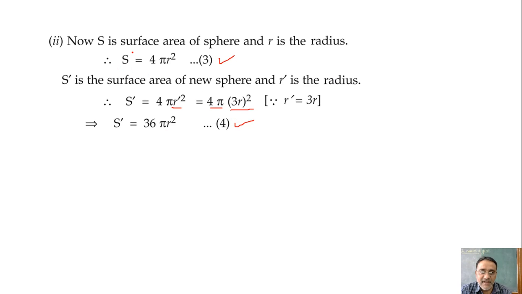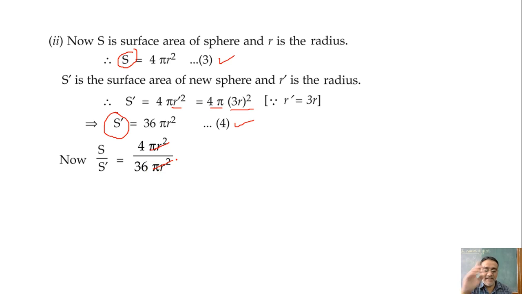Now we have to find the ratio of these two. What will we do? We will divide. So this whole thing cancels. So what are we getting? 1:9. Very good. 1 upon 9, because 4 and this also will cancel. So hence S is to S dash is equal to 1:9. Any doubt? No, sir. Okay.